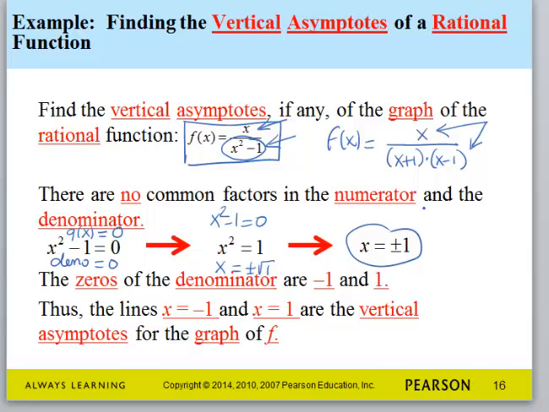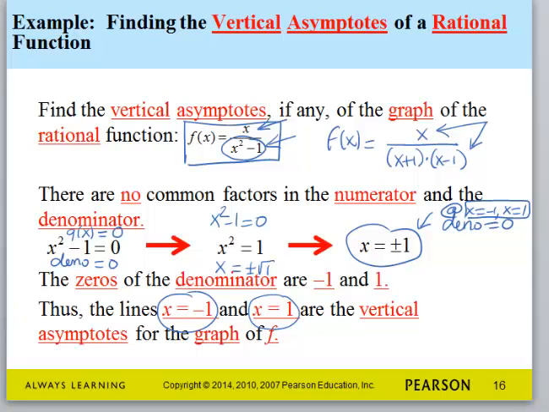So those values of x that make the denominator equal to 0, at x equal to negative 1 and x equal to 1, the denominator is 0, so we say that those values negative 1 and 1 are called the zeros of the denominator. They make the denominator 0. So at those values that make the denominator 0, we expect to have two vertical asymptotes, and the equations for those are x equal to negative 1 and x equal to 1.